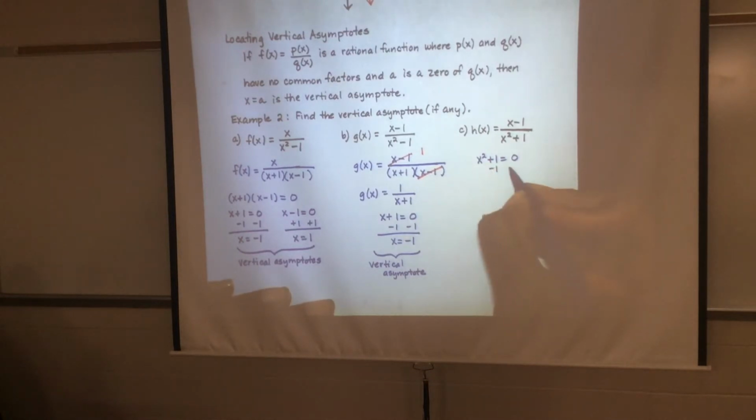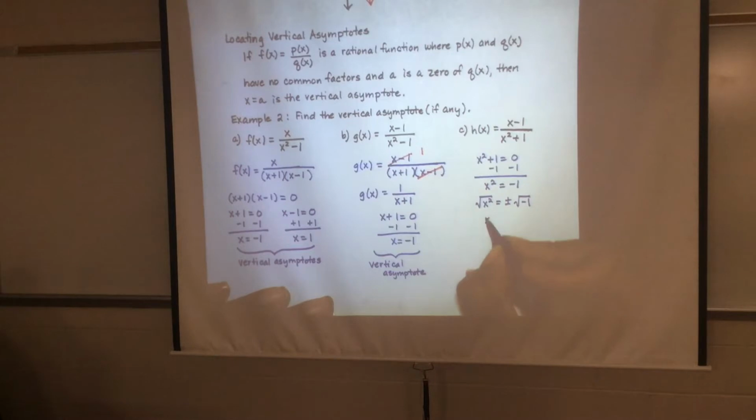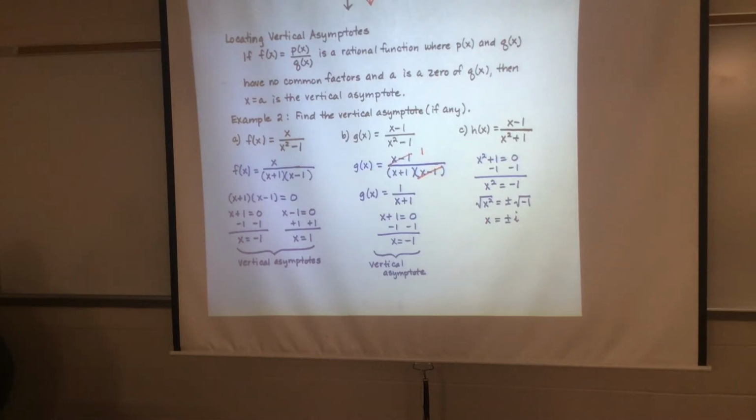Now, if I subtract 1, this will be x squared is equal to negative 1. But if I take the square root on both sides, because that's the opposite of squaring something, the square root of negative 1 would be i. Those are a pair of imaginary numbers here, i and negative i. Those are not real numbers, those are imaginary numbers here. And in this case, I can't graph i and negative i on a coordinate plane.